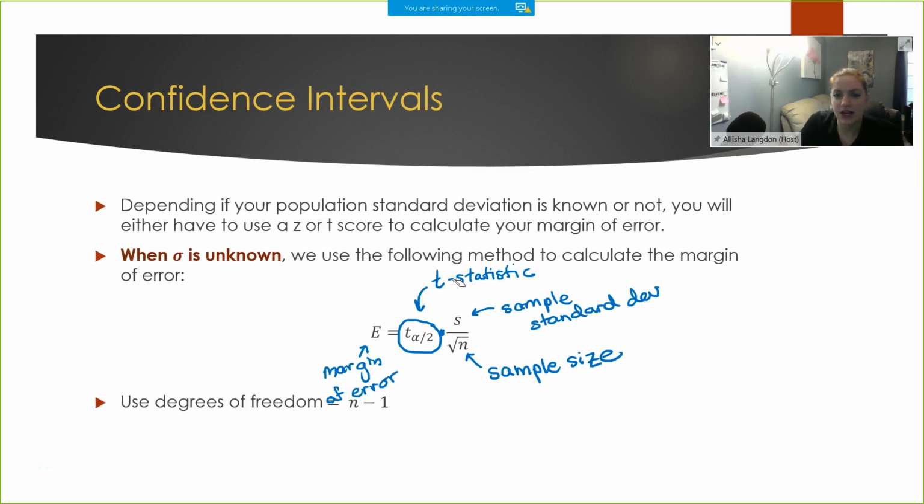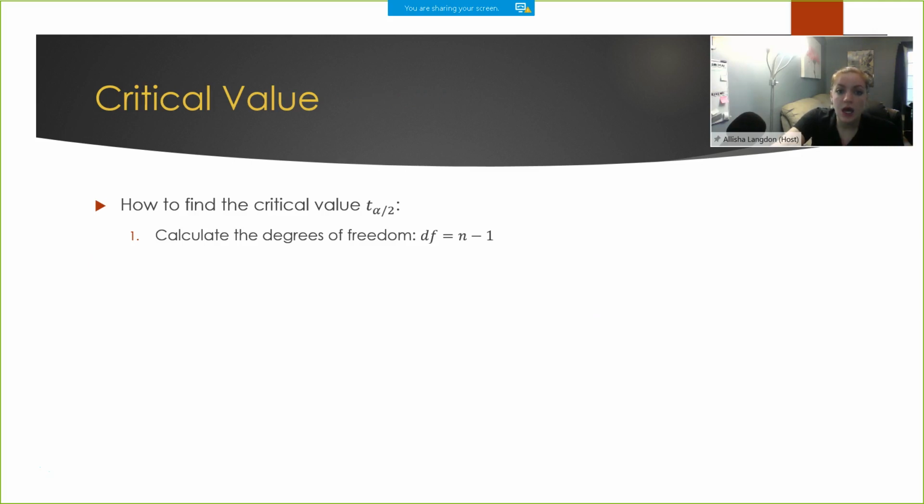Okay, I shouldn't call that your T. Well, it is your T statistic, but let's call that our critical value instead. So erase that and write critical value. That's more appropriate. So T of alpha over 2 is going to be our critical value. To find that, you have to know your degrees of freedom, which we talked about before was your sample size minus 1.